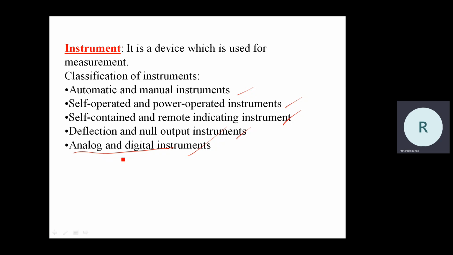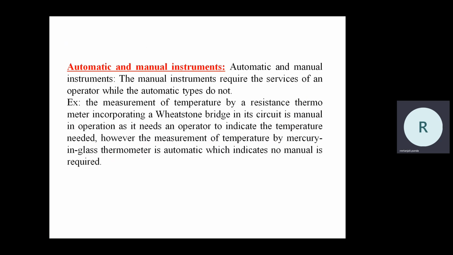That is one criterion, and you already know about it. Analog type means there will be a dial indicator. In digital type there will be a number indicator. So it is not a big deal to remember. Next, we'll see what automatic and manual type instruments are. You already know what is automatic and what is manual.